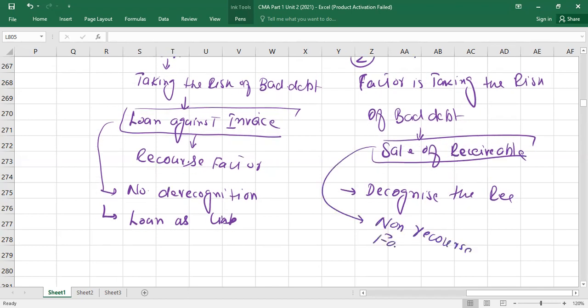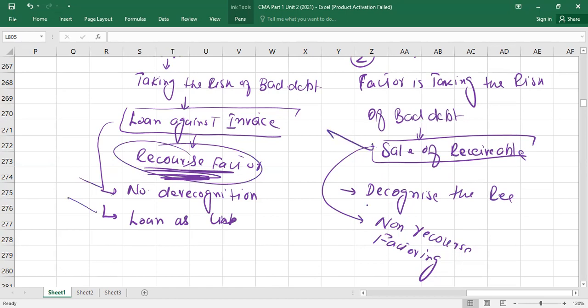Non-recourse factoring is also called without recourse, and recourse factoring is also called with recourse. Remember the words, okay? Without recourse and non-recourse factoring are the same. With recourse and recourse factoring are the same. In recourse factoring, you have to record it as a loan. It is not a derecognition of receivables. You don't need to derecognize. But in case of sale of receivables, you have to derecognize the receivables. Understood? So this is the theoretical concept.